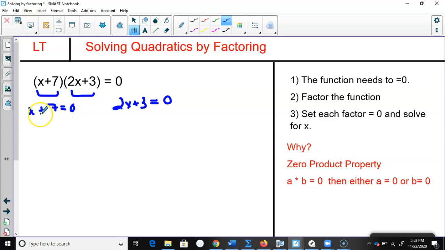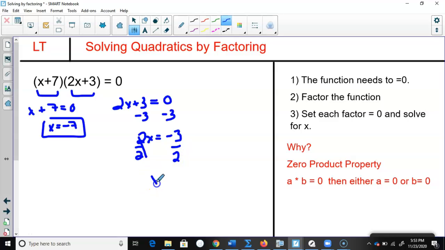When I solve for x here, I'm just going to subtract 7 to both sides. So that's x is equal to negative 7. On this one here, I'm going to show a little bit more work just because I have that 2 in front. So I'm going to subtract 3 first. I get 2x is equal to negative 3. Now I'm going to divide by 2 to both sides. And I get x is equal to negative 3 over 2.